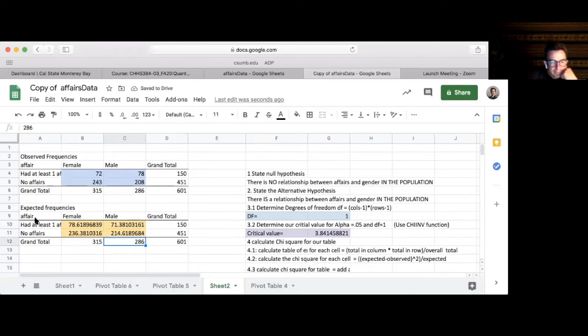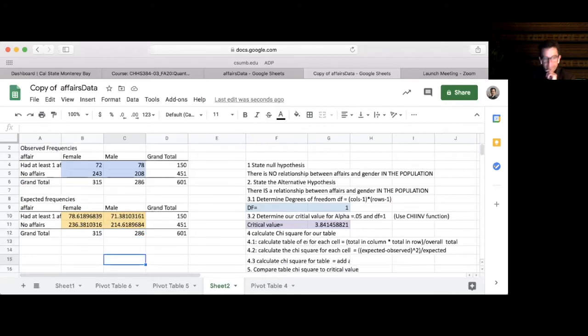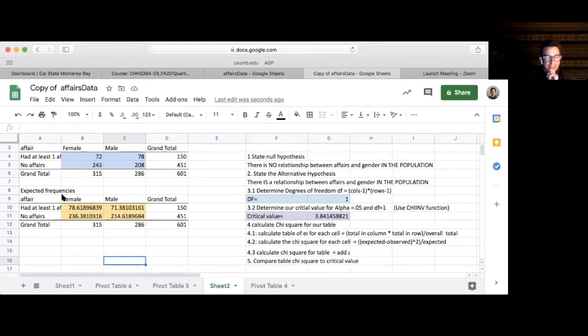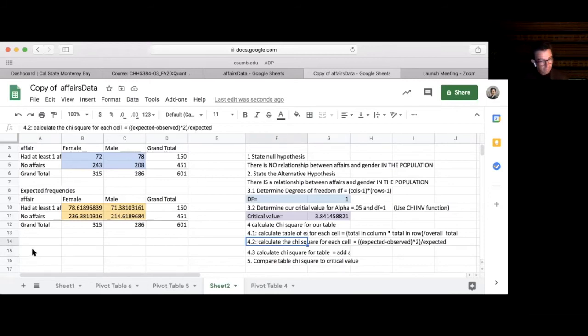All right, this is what the table would look like if there was no difference between female and male respondents, right? This would be the expected value. The expected frequencies table tells you what the table would look like if there was no difference in our sample. All right, we have that. Now we need to calculate one more table, and that is the table of chi-square values for each cell.